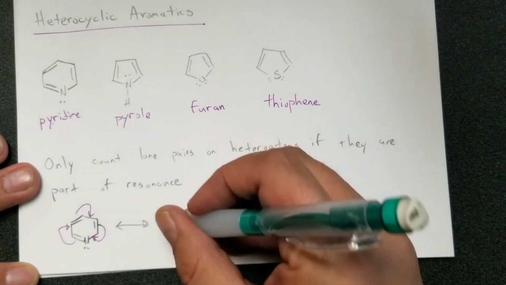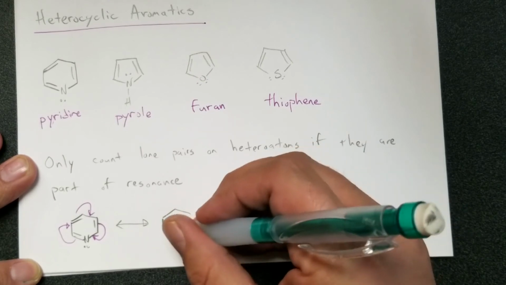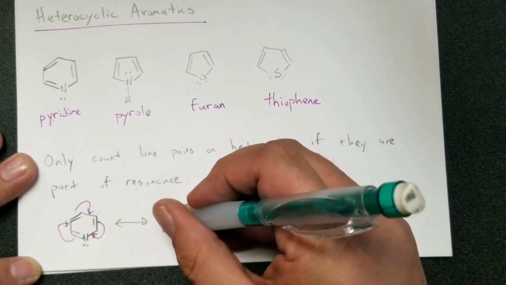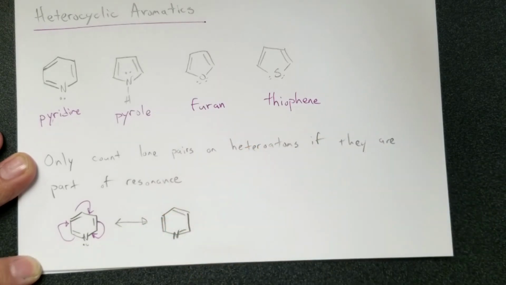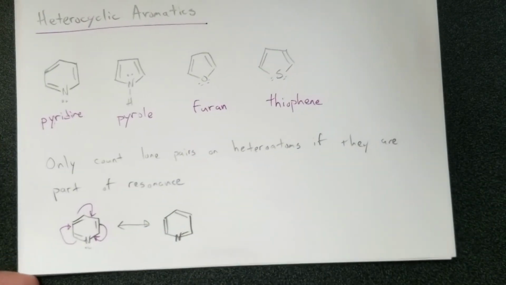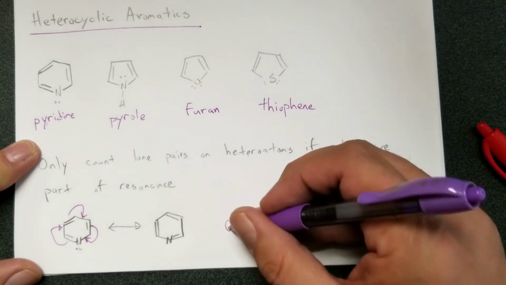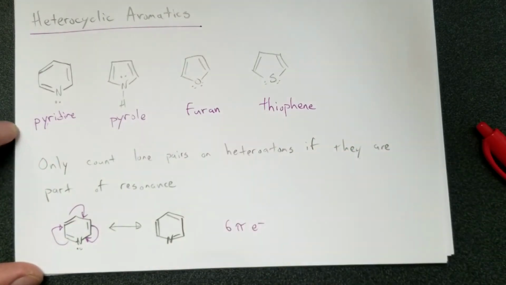So when we take a look at whether it's aromatic or anti-aromatic, you don't include that. Only the ones that you have to actually move. Like that. So I would say that this has 6 pi electrons. It's aromatic.